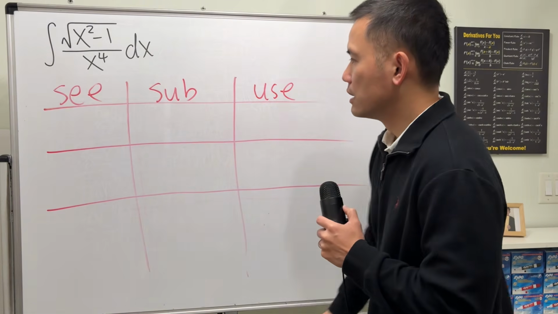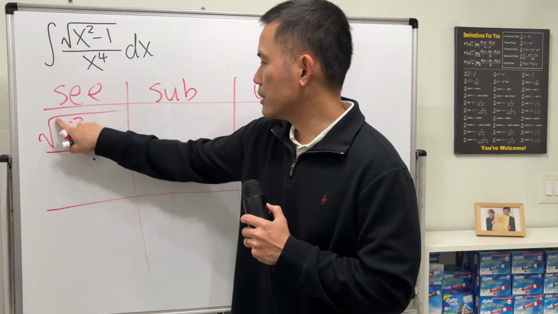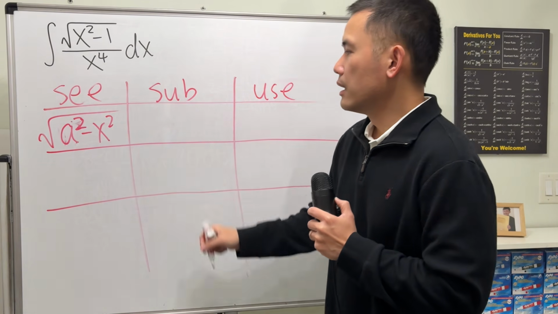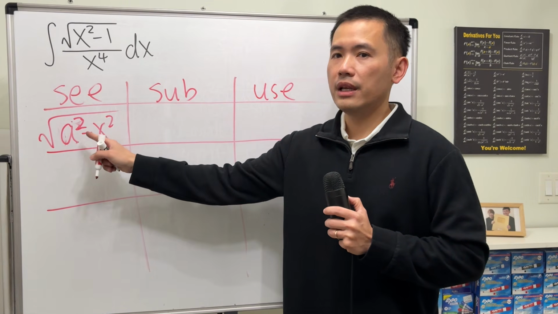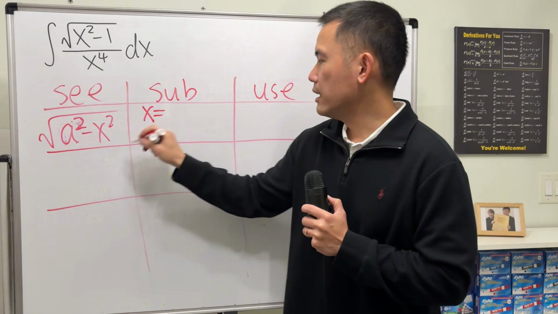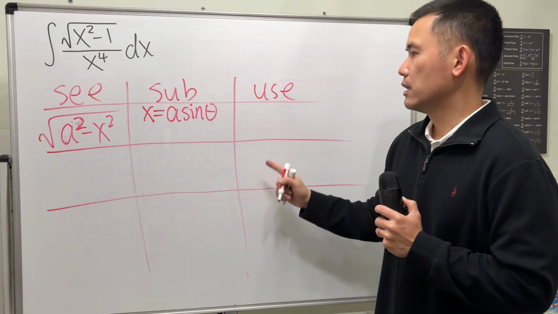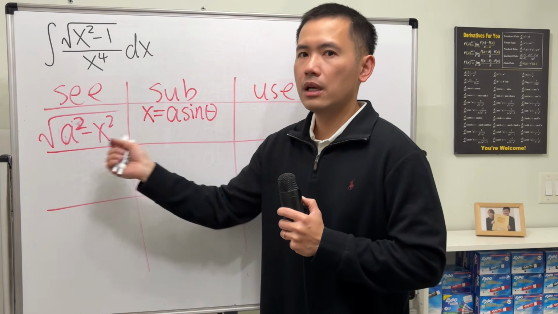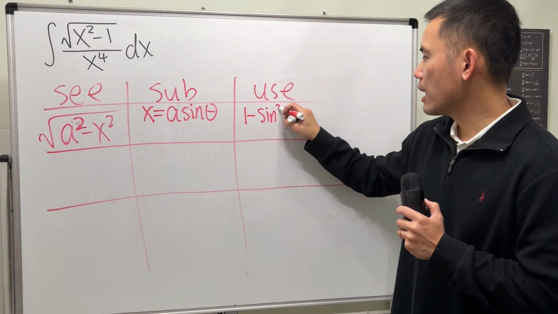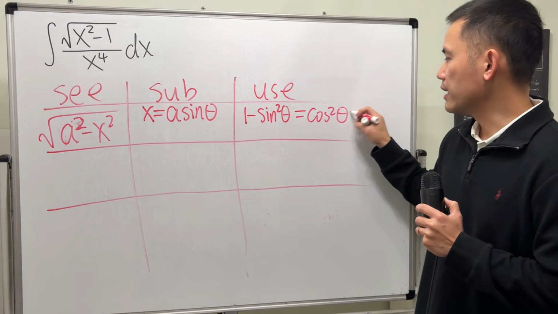So we have 3 parts. First, if you see the square root of a squared minus x squared, notice we have a number squared going first and then minus x squared. In this case, we let x equal a times sine theta, because once you plug this into the x and factor out the a squared, you will see that you get 1 minus sine squared theta, and this is equal to cosine squared theta.